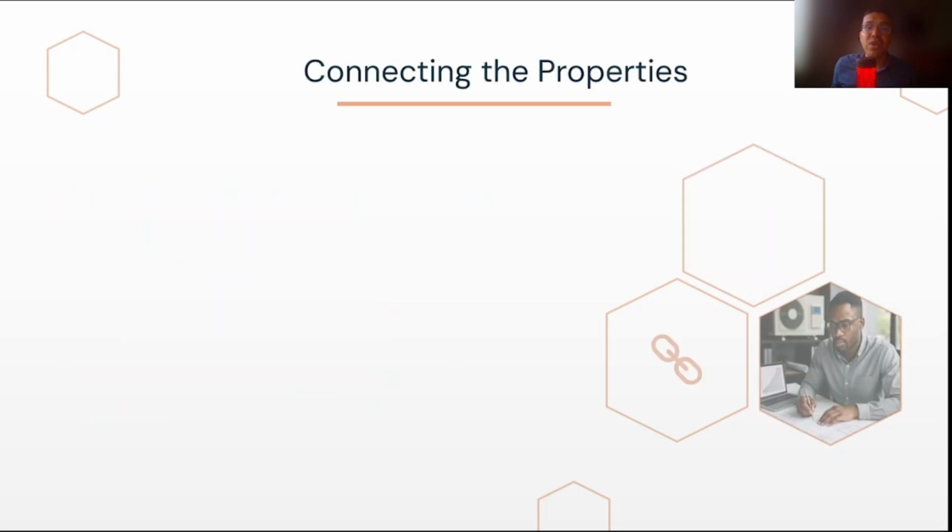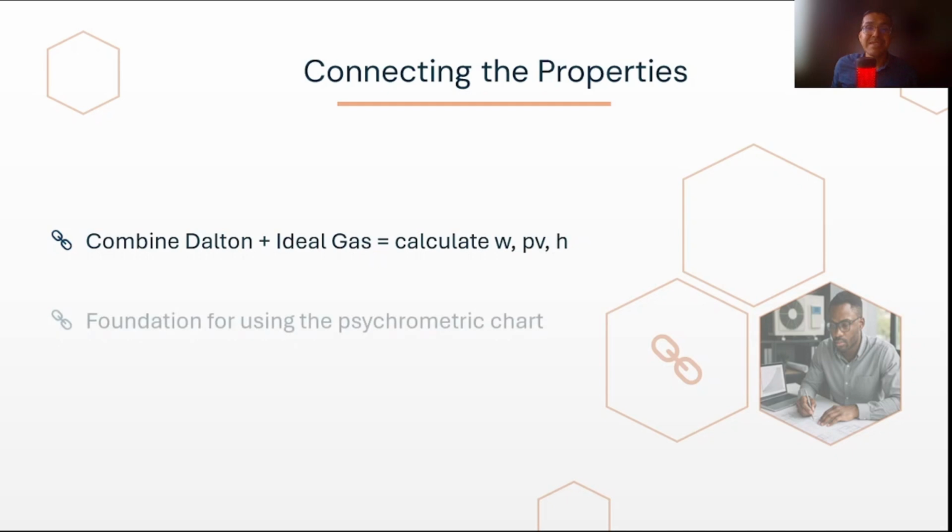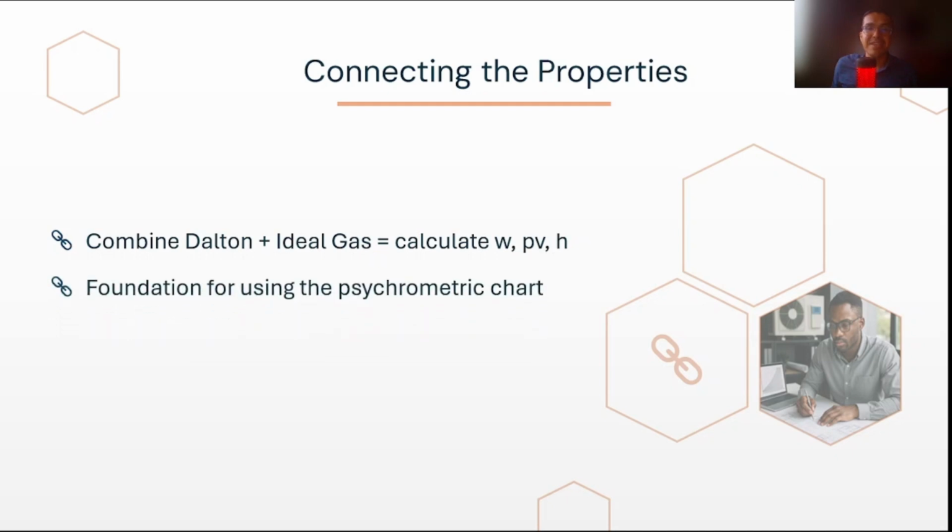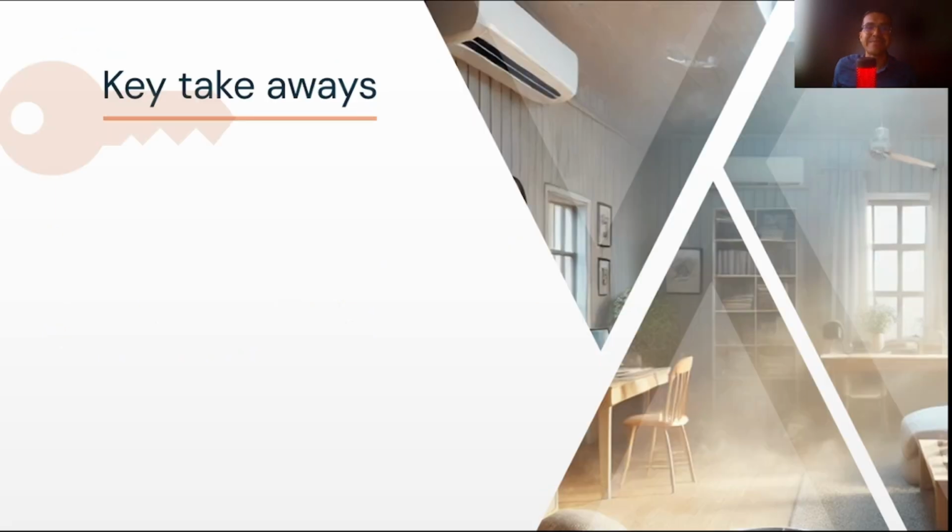By combining Dalton's law with the ideal gas law, we can break down moist air into measurable parts. We use this to calculate humidity ratio, partial pressure of water vapor, and enthalpy. Understanding how these pieces fit together is what allows us to draw and read a psychrometric chart accurately. We'll explore how to apply these concepts visually on the chart in the next video.